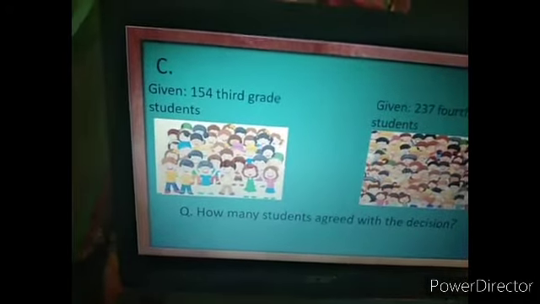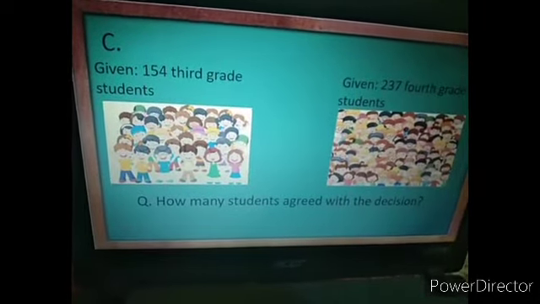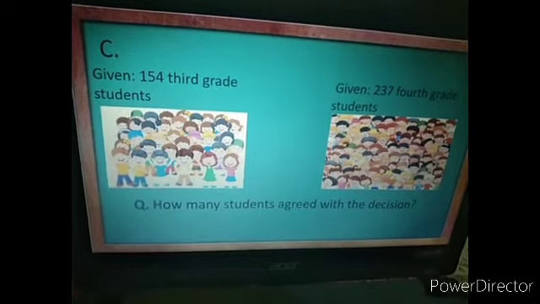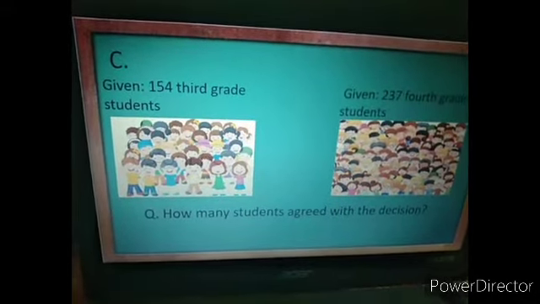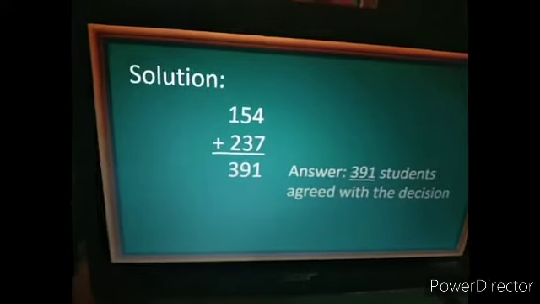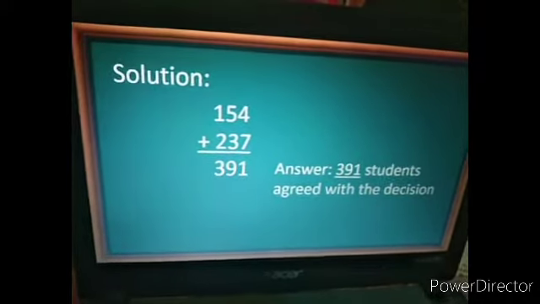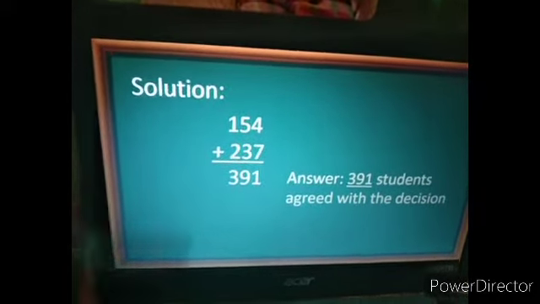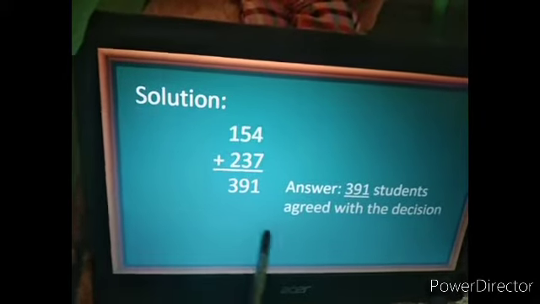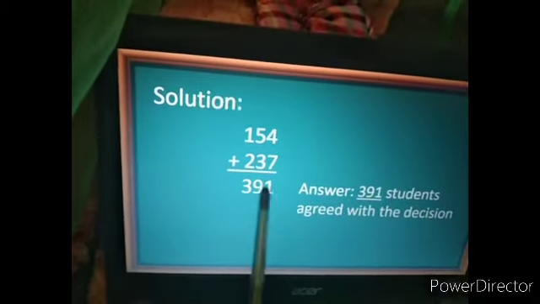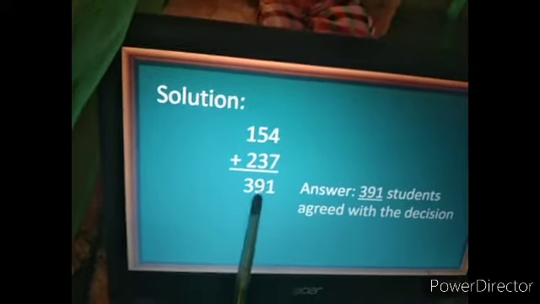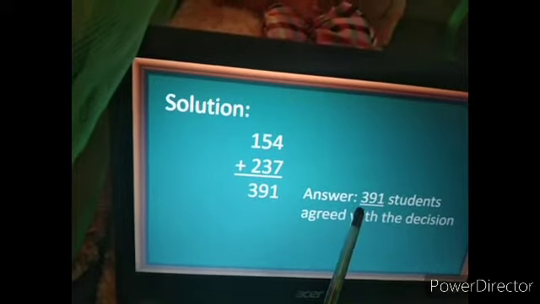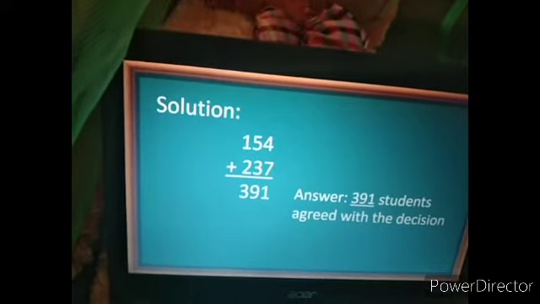Let's proceed to letter C. The given numbers are 154 third grade students and 237 fourth grade students. The question is how many students agreed with the decision. So we should add. 154 plus 237. 4 plus 7 is equal to 11, so we put 1 on top of the 5 and 1 here. 5 plus 3 is equal to 8, plus 1 is equal to 9. 1 plus 2 is equal to 3. And the answer is 391 students agreed with the decision.